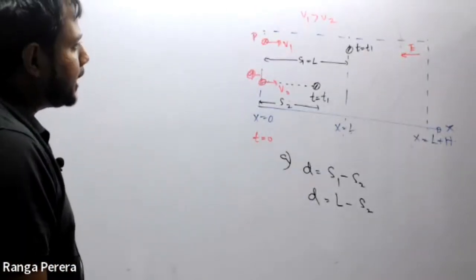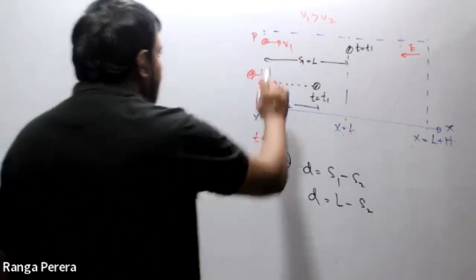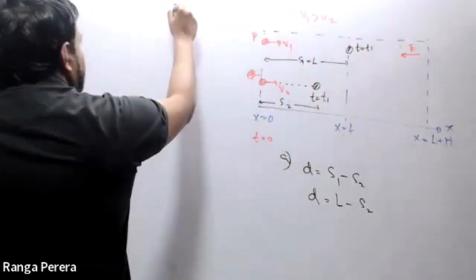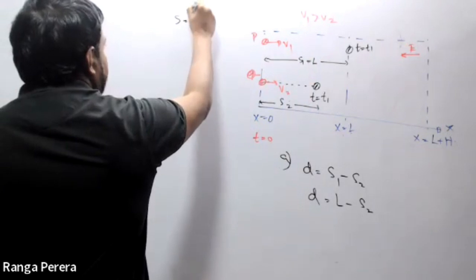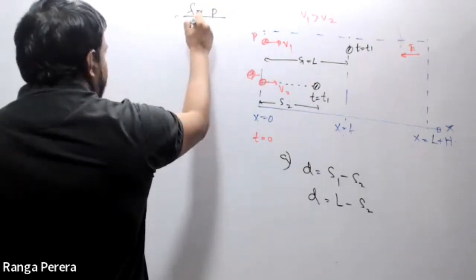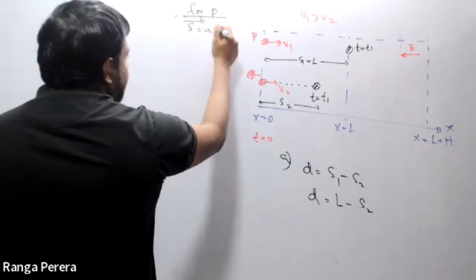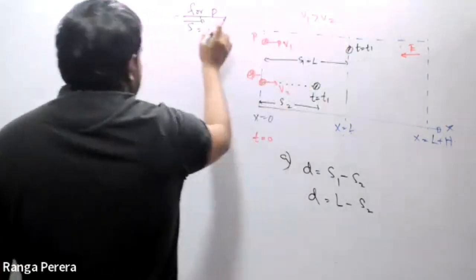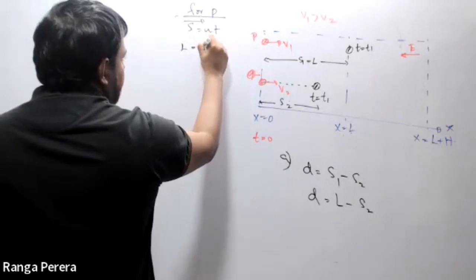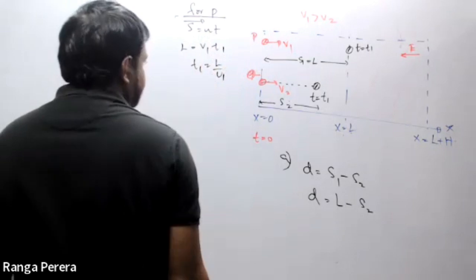First we can find the time duration. Without any problem, we can apply S equals ut for this charge, for P. We have to write everything in order. There is no acceleration from here to there, so no need to write anything. S equals L, initial velocity v1, the time is t1. So t1 equals L divided by v1.